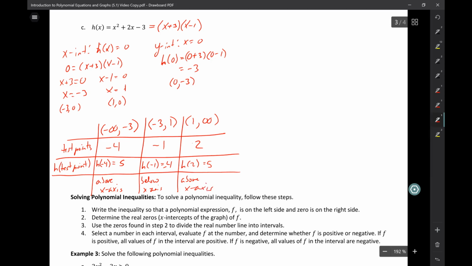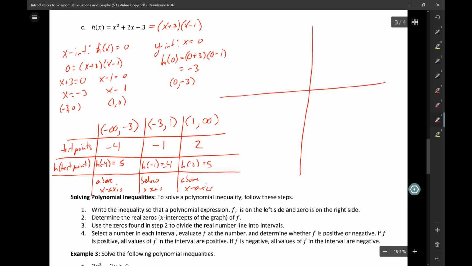So therefore, what we can do is we can finally graph our function. And if we do that, we plot all the x and y-intercepts first. So negative 3, 0 would be right here. 1, 0 would be right here. And 0, negative 3 would be right here. We then have the ordered pairs that we found when we did the test points and substituted in what the test points were in the function.